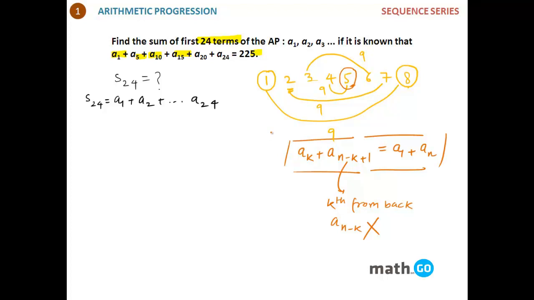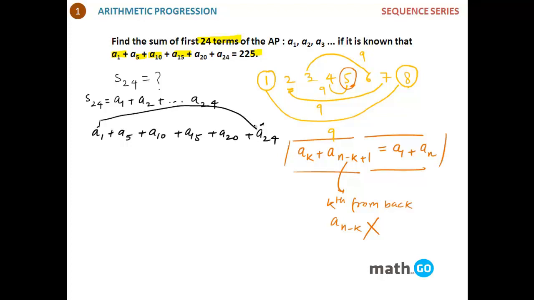Now let us see how we apply this in this question. Let's write what is given: A1 plus A5, A10, A15, A20 and A24. Let us just stop here and assume that the AP has only 24 terms. So the first term is A1, and the last term is A24.